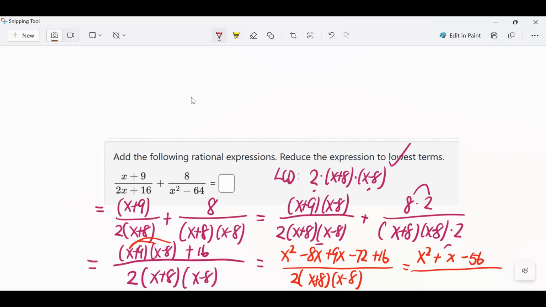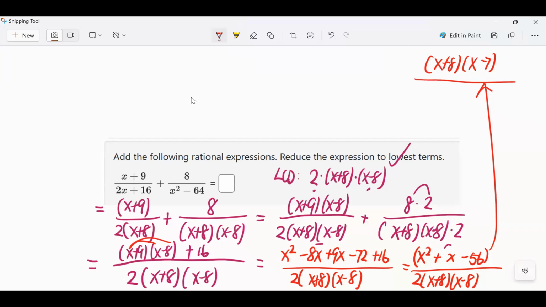So again, not done yet, right? Let's factor the numerator one more time. See if you can cancel the common factor. And this one turned out to be x adding 8 times x minus 7. So it is factorable. And once you factor that, then we do see another common factor here, cancel that.